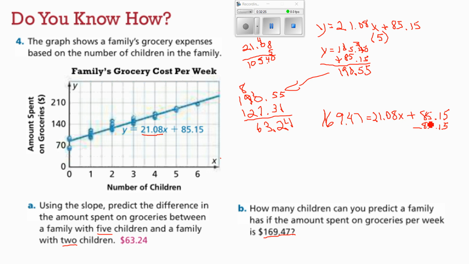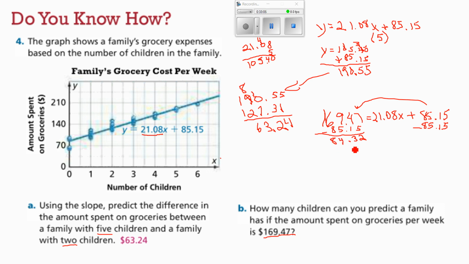X is being multiplied to this. I'm going to use PEMDAS backwards. I have to solve my addition first. And since these are both constants, they are like terms, I can combine those. So now I'm going to subtract $85.15 from this side. 7 minus 5 is going to give me 2. 4 minus 1 is going to give me 3. 9 minus 5 is 4. And 16 minus 8 is 8.